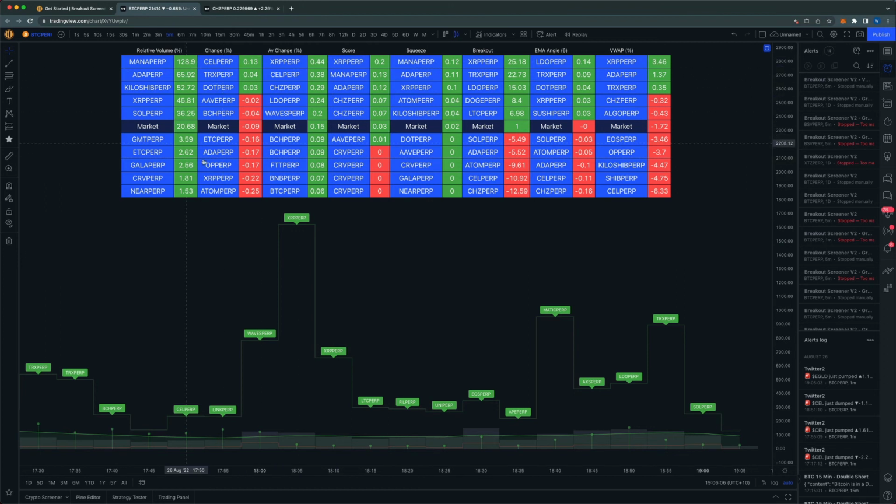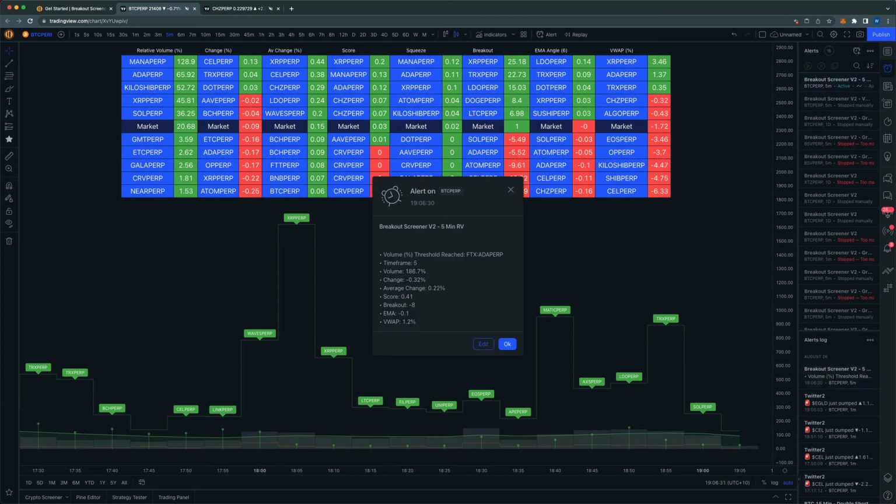You can see data is now populating. We've set our alert. There it is. And we're going to get an alert as soon as one of these pairs passes 150% relative volume. Now, personally, I like to run under proper battle conditions on a 15-minute chart with relative volume alerts set to either 300 or 500%. So there we go.